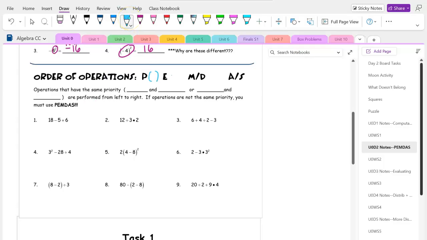Then we're going to go ahead and do exponents. Then we're going to do multiplication or division. I'm going to use the dot for multiplication. And finally, we're going to do addition or subtraction.